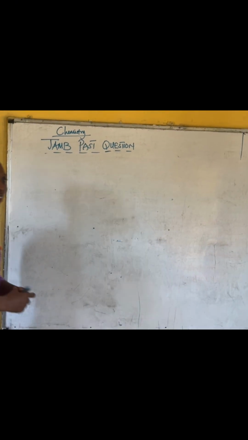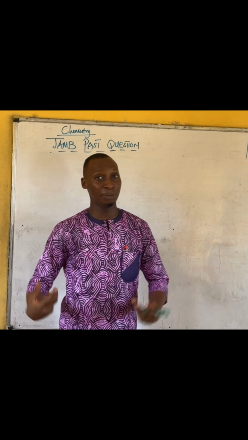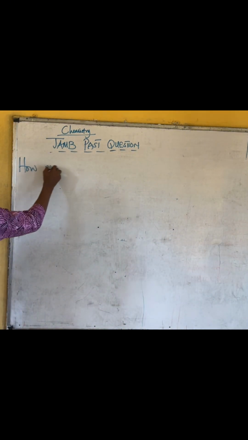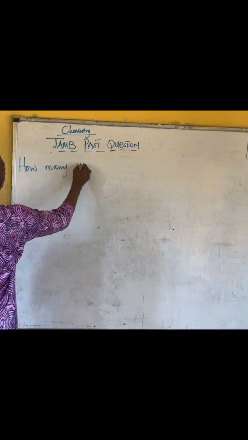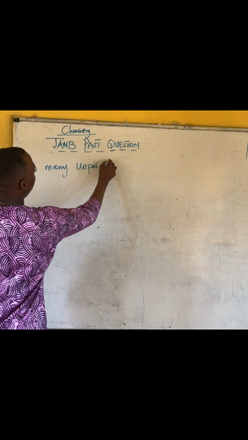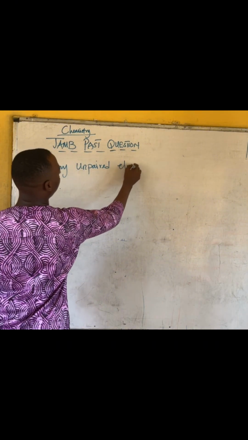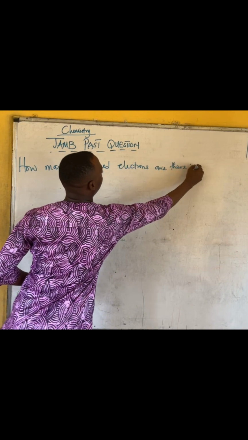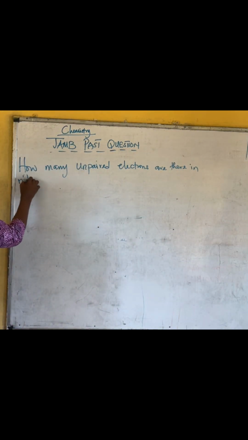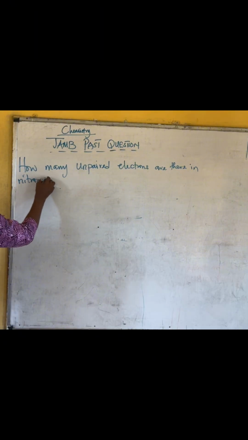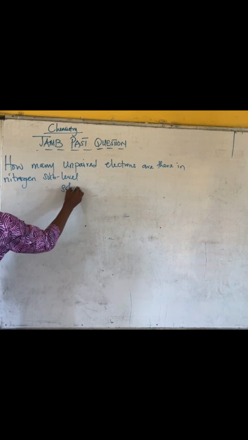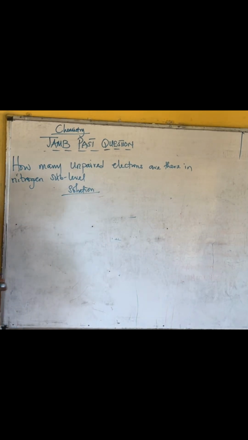Now let's take another strange question. Another way examiners can come is this. How many unpaired electrons are there in nitrogen sublevel? How do you answer questions like this? How many unpaired electrons are there in nitrogen sublevel?